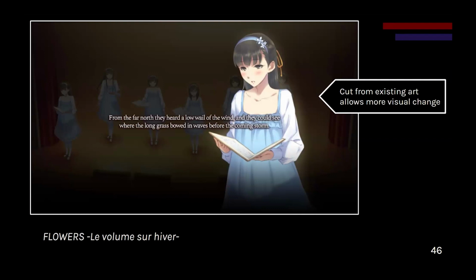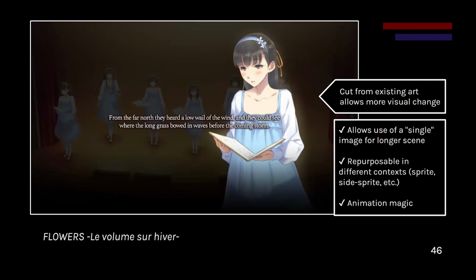And also, do less new art. So this is great for allowing the use of a single image for a longer scene. At the end, players want to see visual change, but you also don't want to have to draw more things. And it's also useful since it's repurposable in different contexts, such as sprites or side sprites if your CG happens to have minor characters that you're really not going to bother drawing a whole new sprite for. But hey, you do have a CG where you can just lift the sprite out of for certain scenes, and also for the animation magic. But this is not really an animation talk, so I won't really go into that.